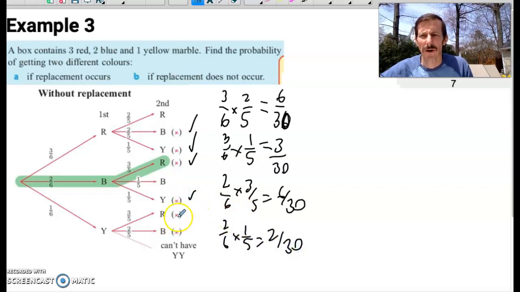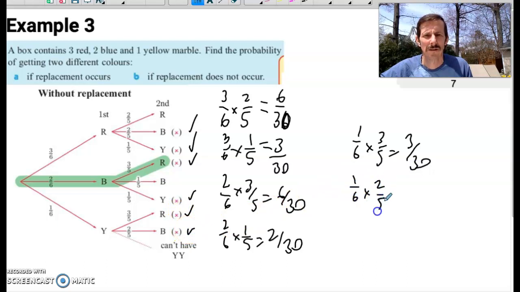Moving to the bottom one, which is 1/6 times 3/5. And I have one more to go, and I'm going to check it now because it's 1/6 times 2/5 equals 2/30. And again, it could be any one of these as my outcome of two different colors. So I'm going to add up all of these outcomes. My denominator is 30. And so 6, 9, 15, 17, 22.